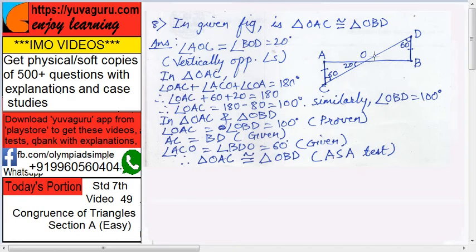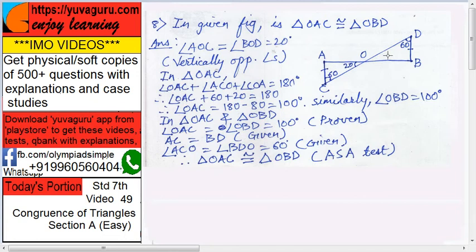That is 20 degrees. In triangle OAC, OAC plus ACO plus COA, the sum of all the angles of a triangle, is 180 degrees. So what do we know? OAC we have to find out. The remaining two we know: 60 plus 20 is 80. So it becomes 180 minus 80, 100. So OAC becomes 100 now.